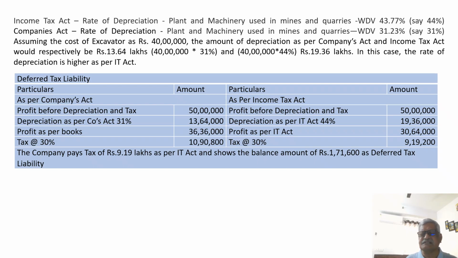Now look at the same scenario as per Income Tax Act. Profit before depreciation and tax is 50 lakh. Depreciation as per IT Act at the rate of 44% is 19 lakh 36,000. So profit as per IT Act will be 30 lakh 64,000. So tax at the rate of 30% works out to 9 lakh 19,200. So the company pays tax of 9 lakh 19,200 as per IT Act and shows the balance amount of rupees 1 lakh 71,600 as deferred tax liability.